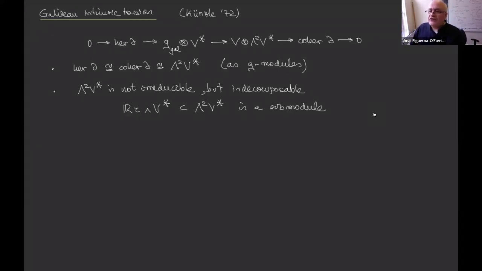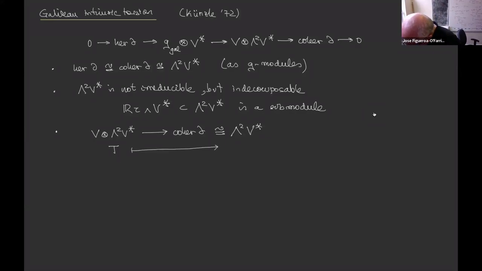Okay. Now you need to work out what is the map down to the co-kernel. What does it look like? So I claim that we have the following. We have V tensor, I guess, lambda 2 V star, and you can project down to the co-kernel. And if you believe what I just said, the co-kernel is isomorphic to wedge 2 V star. And what is this map? Well, this takes something in here, T, which is a bilinear skew-symmetric map from V with values in V, and it sends it to tau composed with T. You can work this out, that this is what this map looks like.